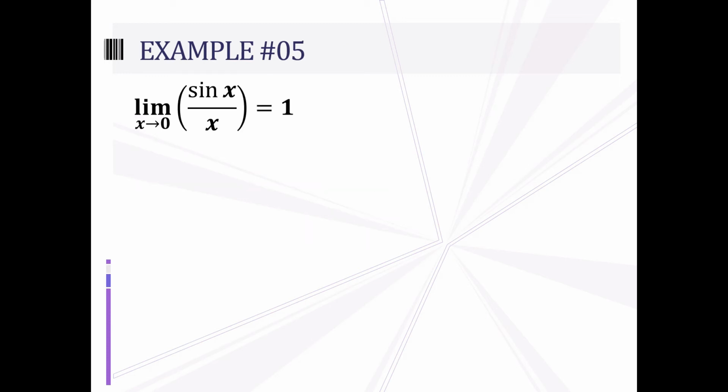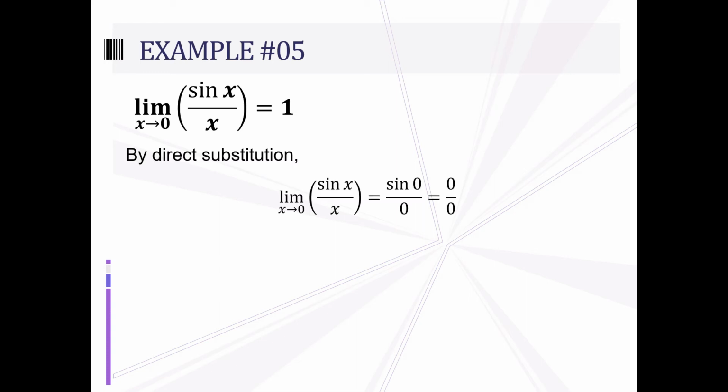Example number 5, we have the limit of sine x over x as x approaches 0 is equal to 1. So by direct substitution, that is just equal to sine 0 over 0, but sine 0 is 0. Therefore, we have an indeterminate form. So ganun ulit, gawan natin siya ng paraan para magkaroon ng limit ito.